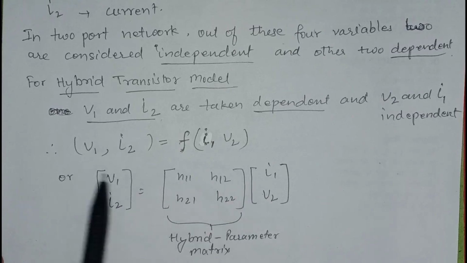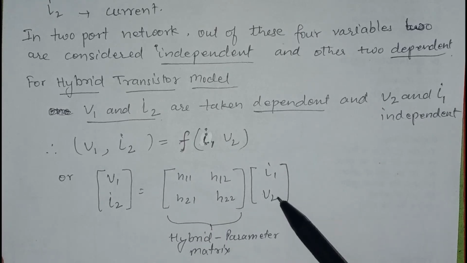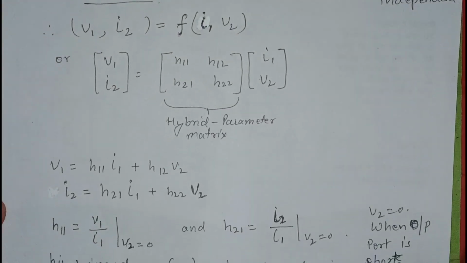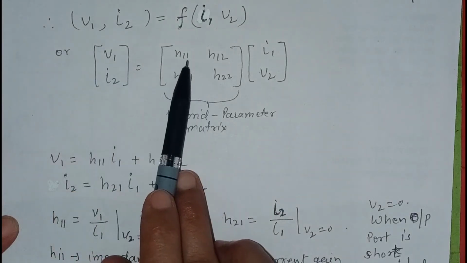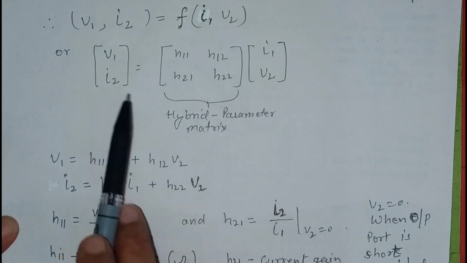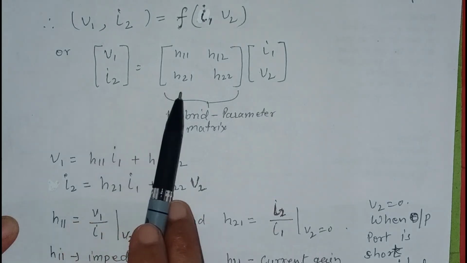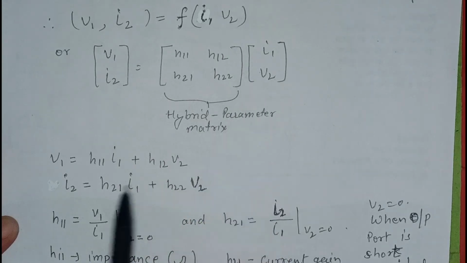Now we can write this equation in the form of a matrix: V1, I2 equals this hybrid parameter matrix times the independent variable matrix I1, V2. Now from this matrix we will write two equations. V1 equals H11 into I1 plus H12 into V2. Similarly, I2 equals H21 into I1 plus H22 into V2. These are the two equations. Now we will find what these H parameters actually are.